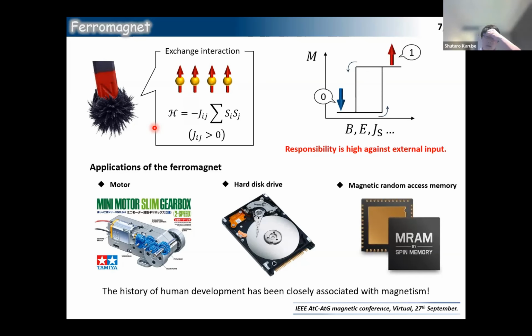This property makes ferromagnetic materials versatile as carriers of information. Practically, ferromagnetic materials find application in a wide range of products, including the voltage, hard disk drive, HDD, and MRAM, and more. So it would not be an exaggeration to say ferromagnetic materials have been integral to human history, playing a significant role in technological advancements and various aspects of our lives.